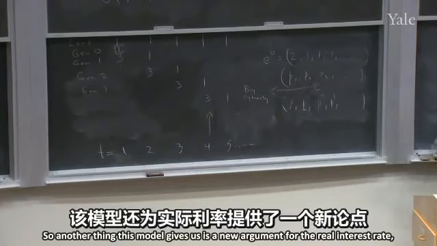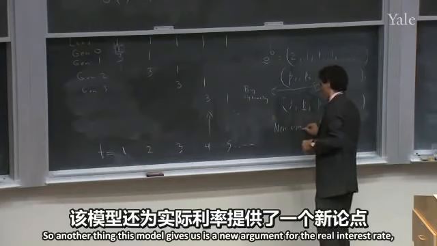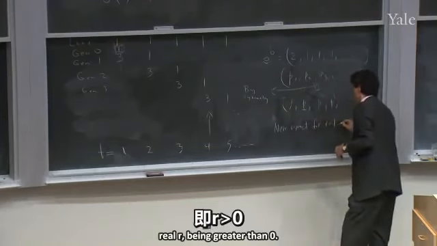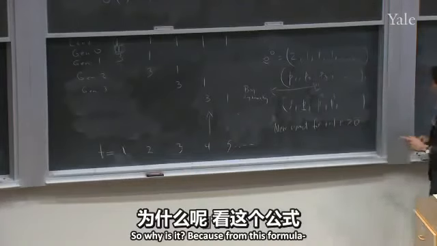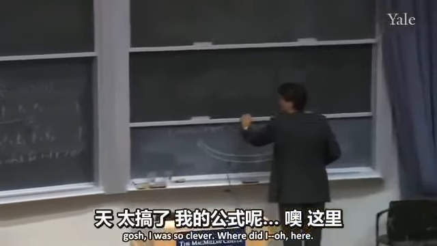Okay, so another thing this model gives us is a new argument for the real interest rate, real R, being greater than 0. So why is it? Because from this formula, gosh, I was so clever.